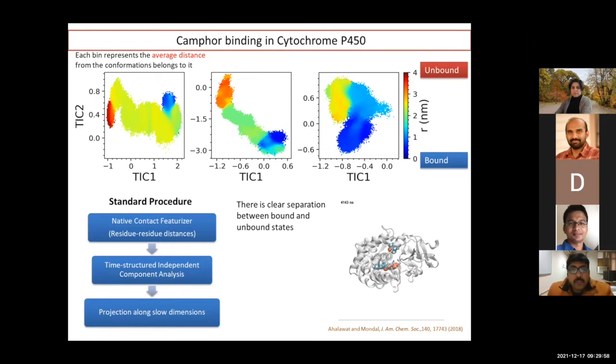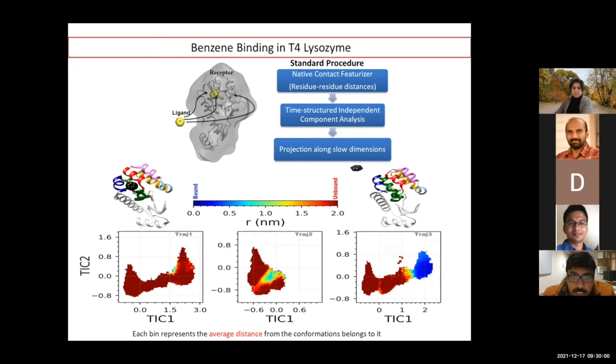But as soon as we move to another system, benzene binding to T4 lysozyme, where benzene has multiple binding pathways and follows the conformational selection model, we follow the same exercise. We have the input CV as residue distances, native contact features. We used time-structure independent component analysis as the dimensionality reduction technique. We projected each trajectory along the first 2 slow dimensions, and we colored the surface according to the ligand distance from the binding site.